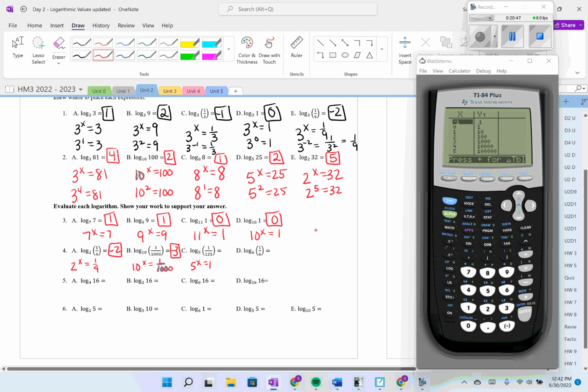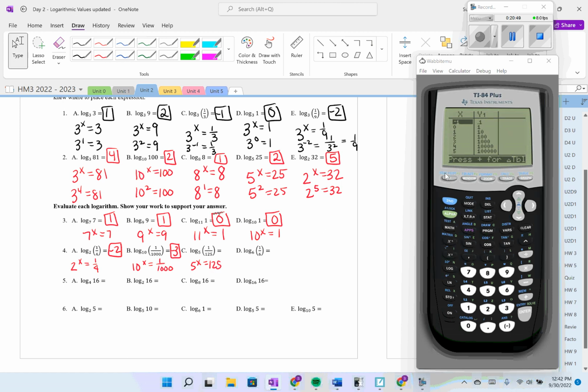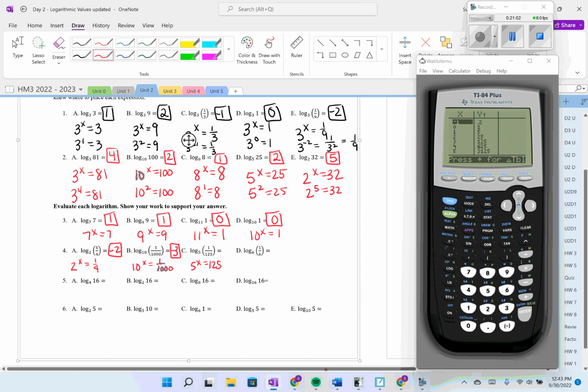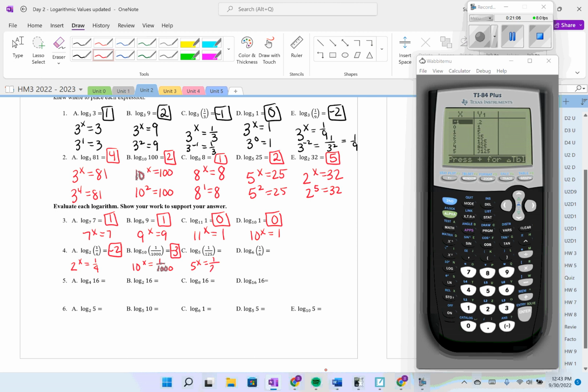5 to what power is 1/125? Again, if you don't know, you can go to your y equals, and we can plug in 5 to the power of x, go to our table, and we would see that 5 to the third is 125, and because it's a fraction, it's not just 125, it's 1/125. That means it has to be a negative exponent, so -3.